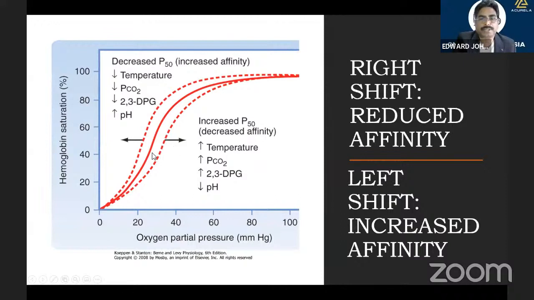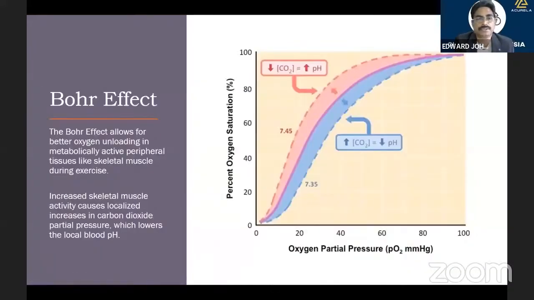So coming to the ODC, there is a right shift and a left shift. Right shift has a reduced affinity for oxygen, so it releases oxygen to the tissues. It occurs whenever there is increased temperature, increased PCO2, increased 2,3-diphosphoglycerate, and when the medium is acidotic. When there is alkalosis, a decrease in 2,3-diphosphoglycerate, hypocarbia and hypothermia, it is shifted to the left and increases the affinity. So what is the Bohr effect?